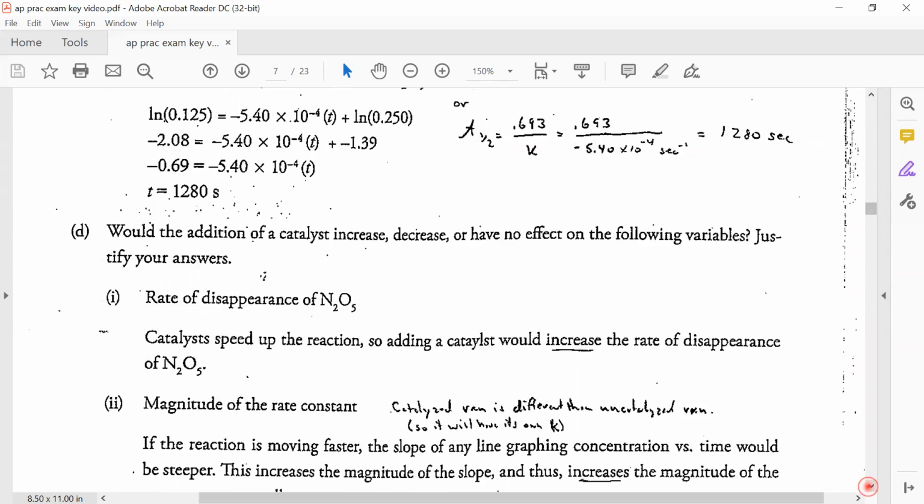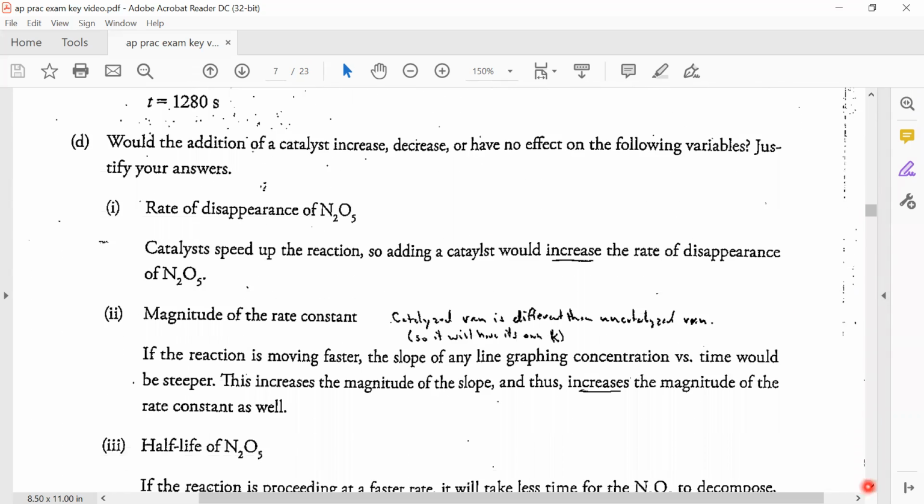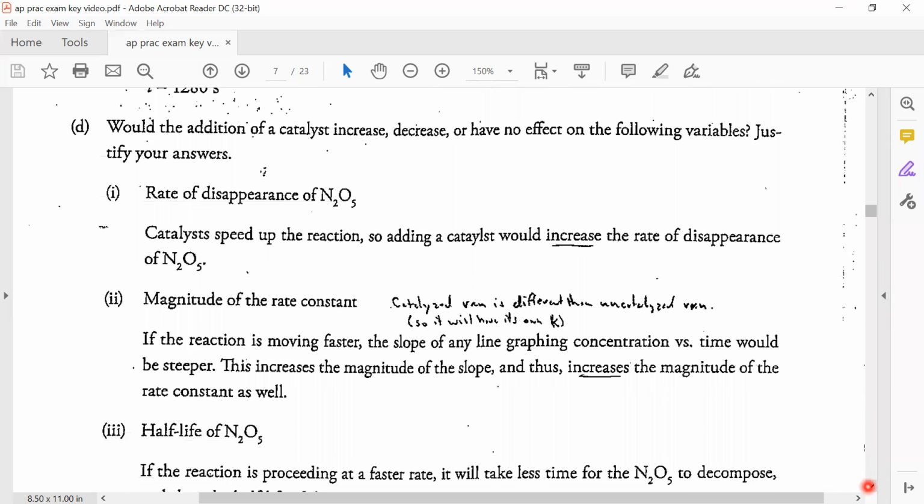And what about adding a catalyst? A catalyst provides a different energy pathway. It's a new reaction, so you will get a different k value.